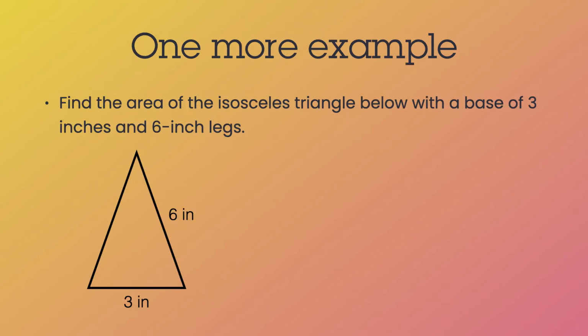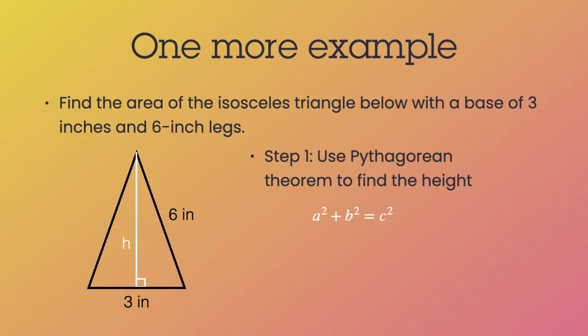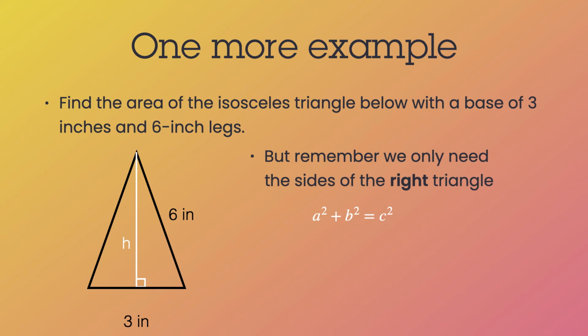Now let's walk through one more example so that you can get the hang of the steps. We're going to find the area of this isosceles triangle that has a base of 3 inches and it has 6-inch legs. So we're going to need the height for sure. So step 1 is use Pythagorean Theorem to find the height. a squared plus b squared equals c squared. Now remember though, a squared plus b squared equals c squared only works on right triangles.